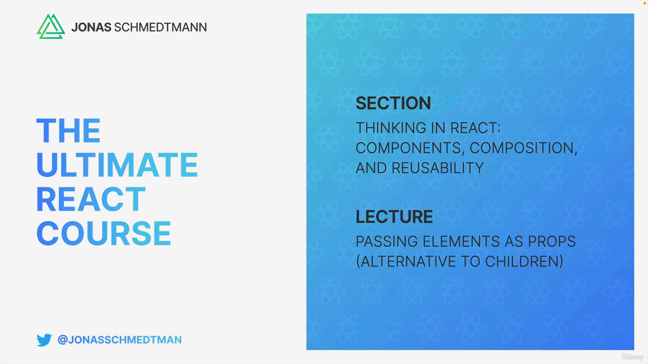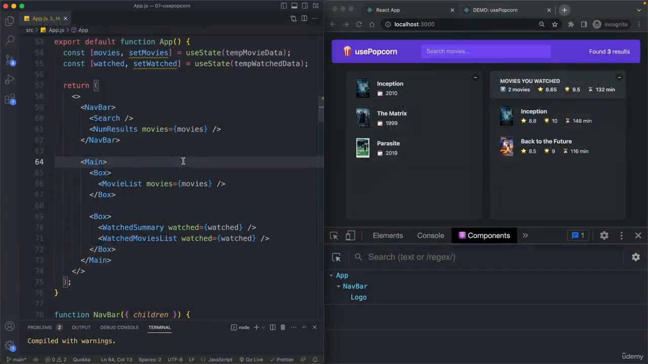In the lecture about component composition, I said that we can use the children prop for composition or an explicitly defined prop. And so let's now quickly explore that second option. So instead of using the children prop in a component and then passing in a component like this, we can use an explicit prop as an alternative.